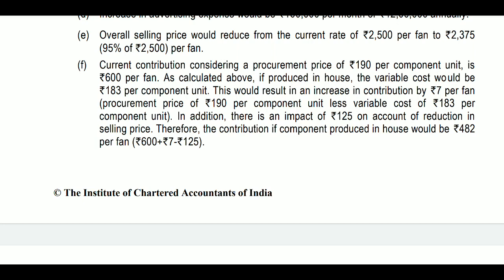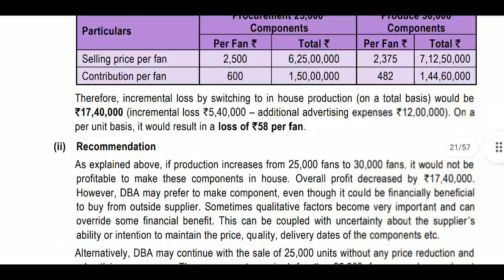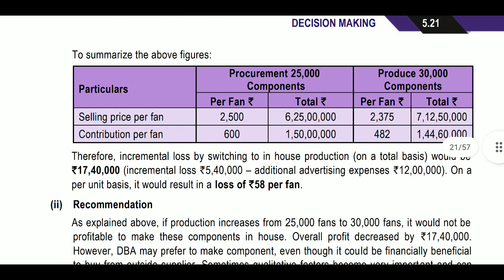So if we purchase, the contribution was 600 rupees. If we manufacture, the contribution will be 482. To summarize the above: when you procure, if you purchase or outsource, the selling price per fan will be 2500 and the contribution per fan will be 600 rupees. If we produce 30,000 components, then the selling price will be 2375 and the contribution will be 482.